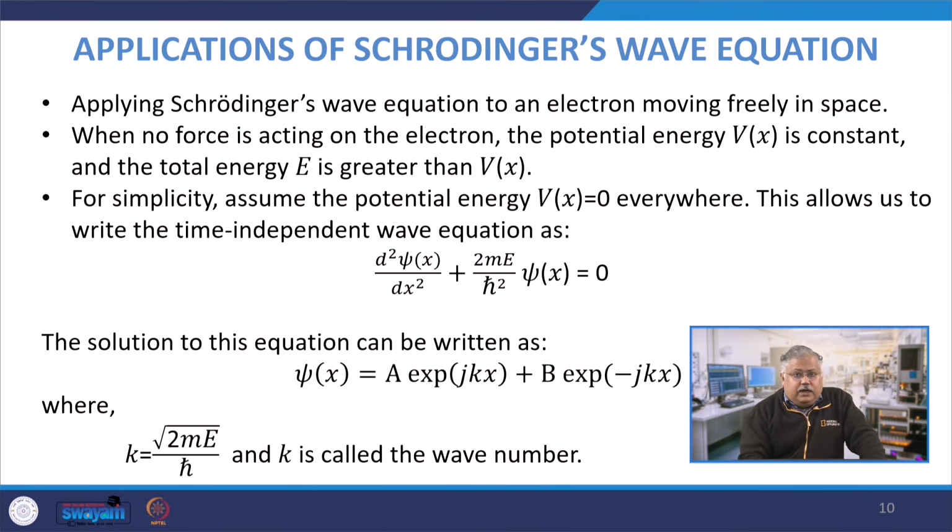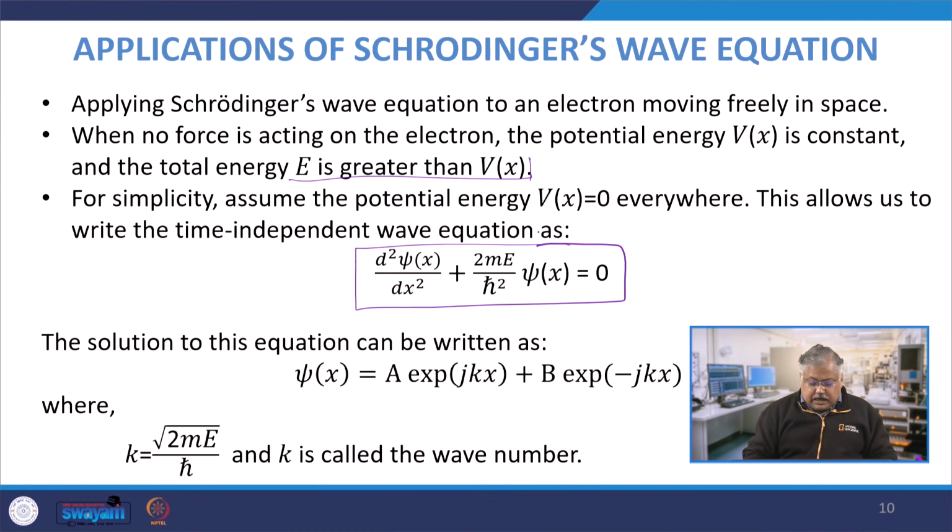So what we are solving is an electron moving freely in space, right? So there is no force acting on the electron, and there is a constant potential Vx available, and the total energy E is much larger as compared to the constant potential Vx. So if I assume that Vx equals 0 everywhere, and I want a time independent wave equation, then I get d2 psi dx2 plus 2mE by h cut square into psi x equals 0, almost like a Laplace equation. The solution for that equation is given by this.